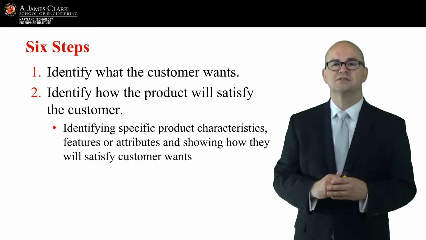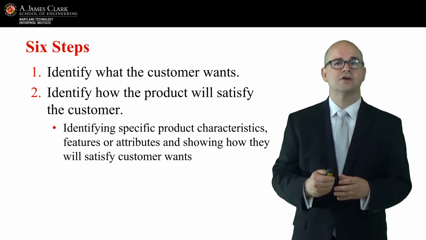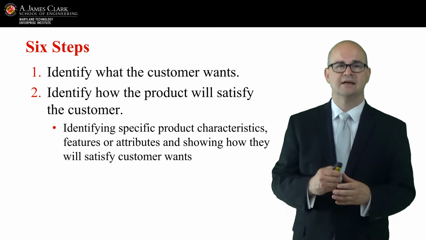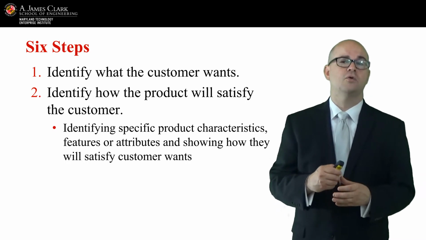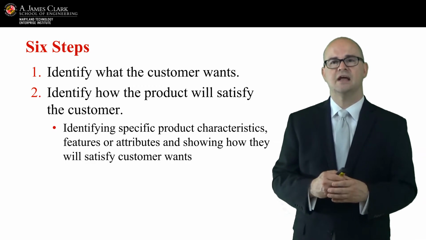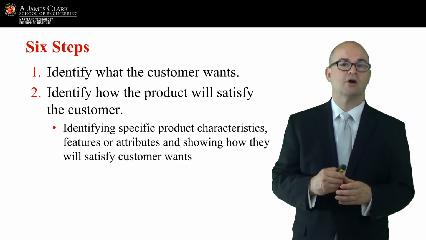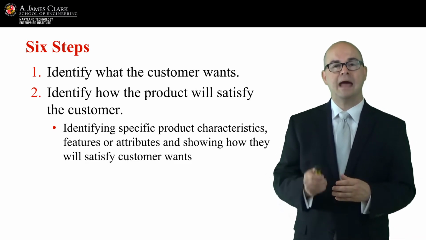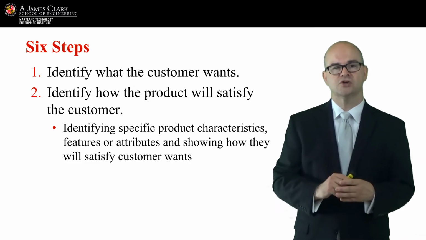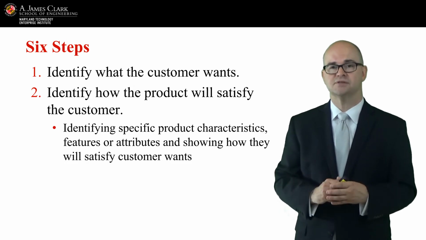The first step when you're doing this house of quality is to identify what the customer wants. That's often done by interview, often done by discussion. Step 2, identify how the product will satisfy that customer. You're beginning to translate and identify specific product characteristics, specific features or attributes, and mapping how they're going to connect to those customer wants.